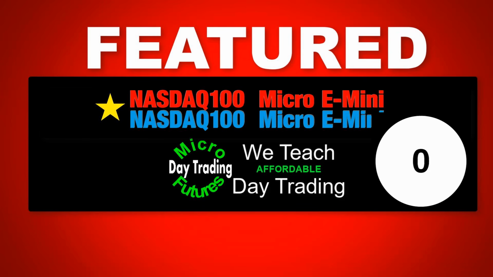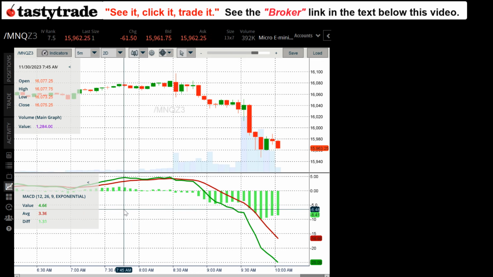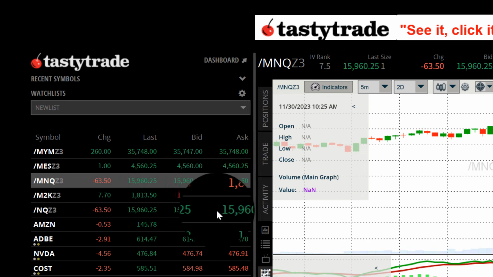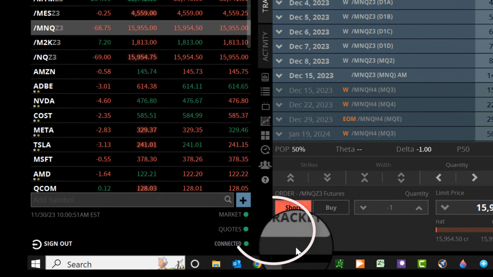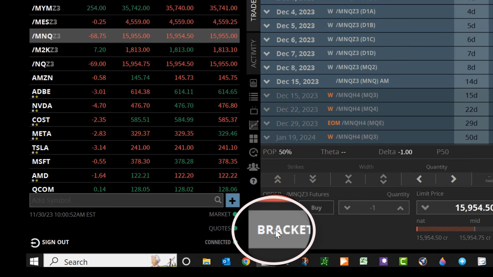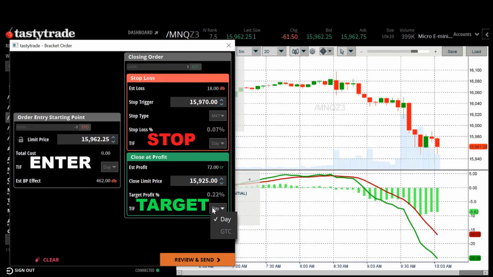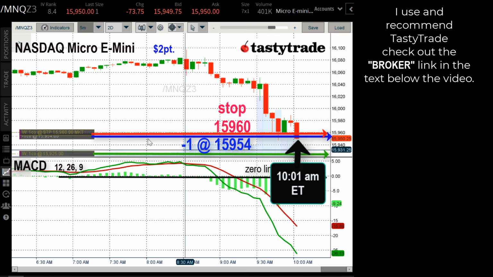Time to put the next trade in the books today. I'm going to be performing this trade at 10:01, shorting one contract of the MNQ, the NASDAQ100 Micro Emini. To sell the contract, I just simply click on the bid price. Then to put in a bracket order, one cancels the other, I select that, and I can put in my enter, stop, and target price all at one time with one order. You can see I shorted the contract at 15,954.